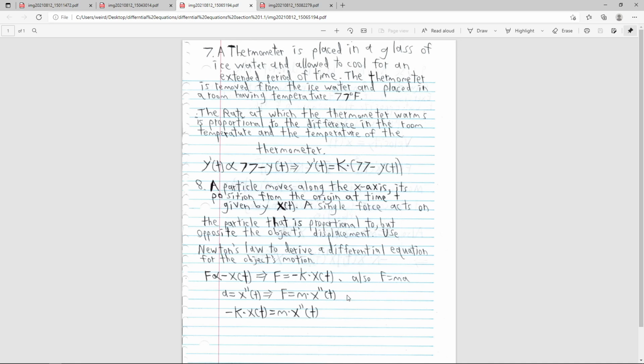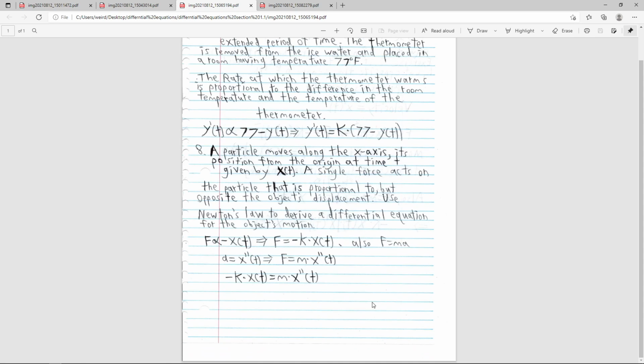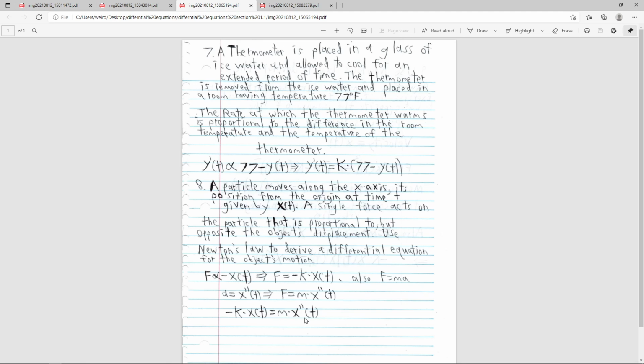And x double prime of t, once again, is the second derivative of the position function, because the position of the particle at any time t is x at t. So we have force equal to two things: negative k times x at t, and m times x double prime of t. We just set these equal to get our equation: negative k times x at t equals m times x double prime of t. There are ways you could rearrange this more, but that's basically all you need. This is a differential equation at this point, because you have an equation involving derivatives. But we don't need to get into specifics for this.